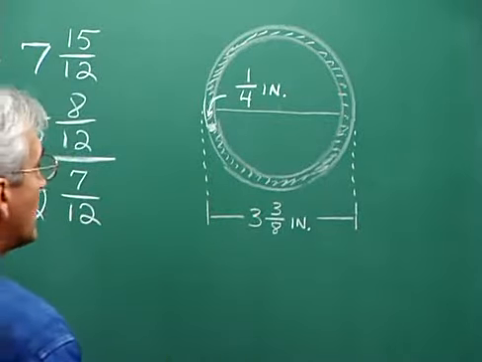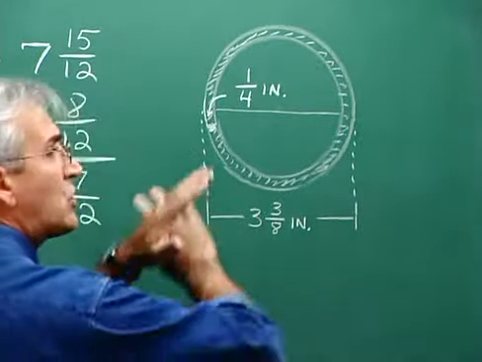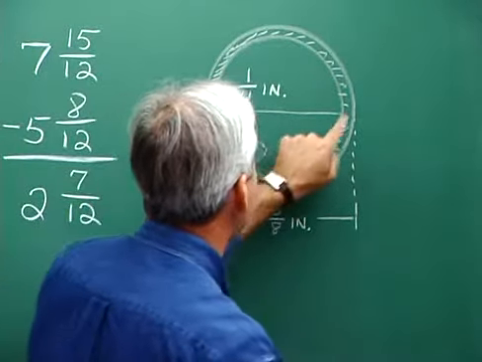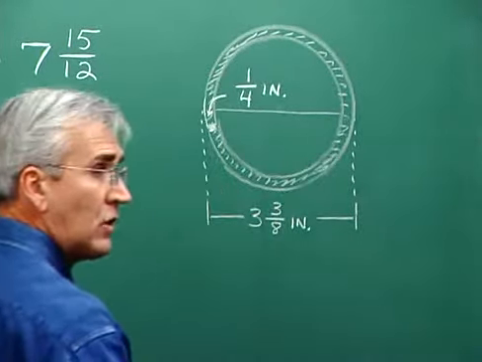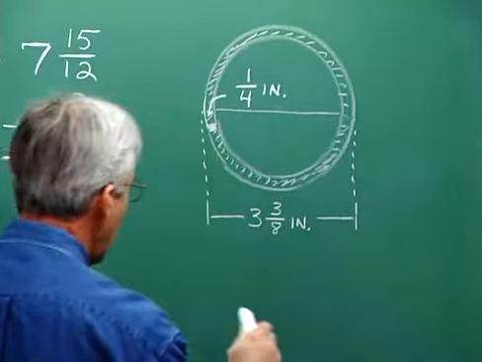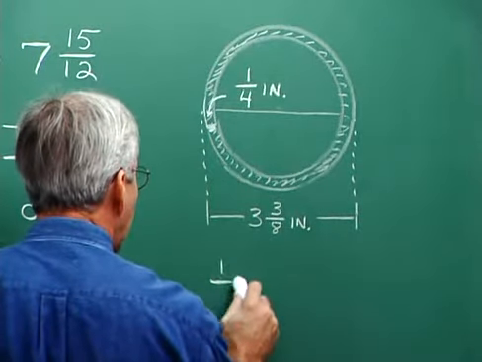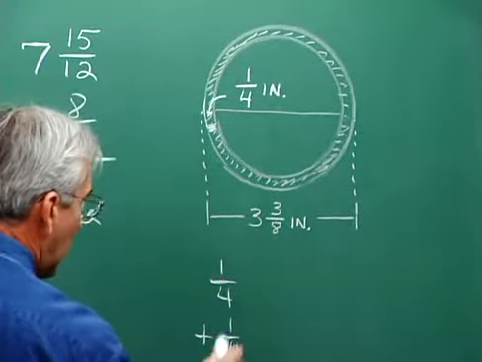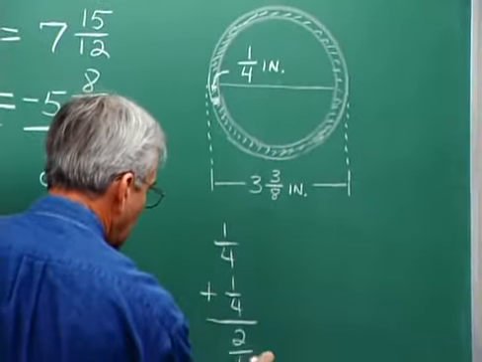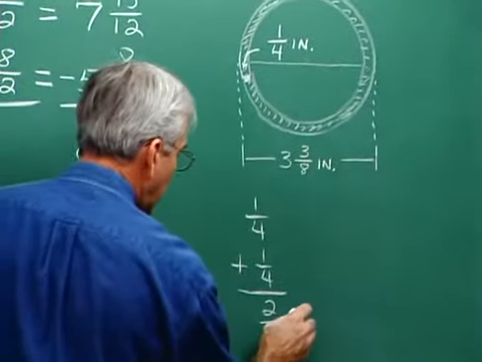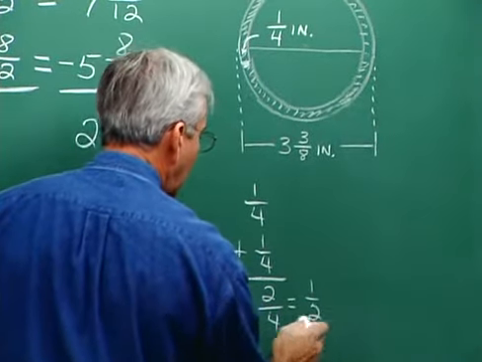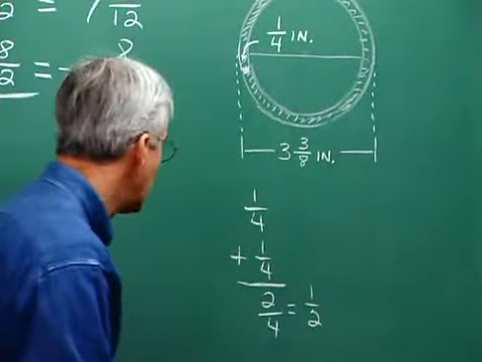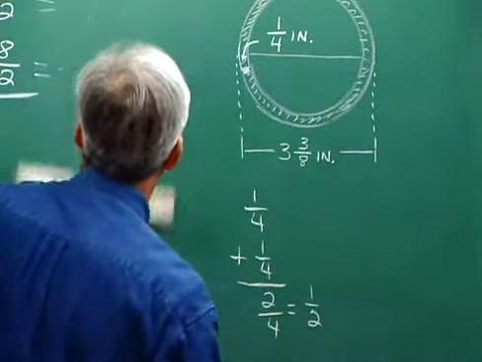Another way to approach it is to say, well, what's the total of everything we're taking away? We're going to take away 1/4 inch over here and 1/4 inch over here. So what's the total amount we're going to take away? Well, let's see. It would be 1/4 of an inch plus 1/4 of an inch. 1/4 and 1/4, that's 2/4. And 2/4 reduces to 1/2. Okay, so we're really taking out 1/2 an inch from this overall dimension.